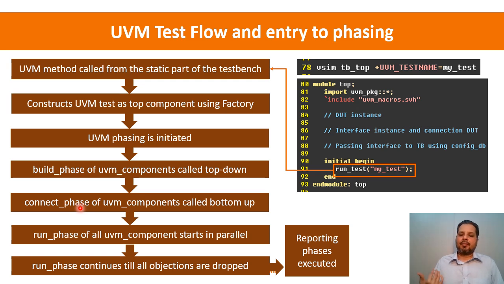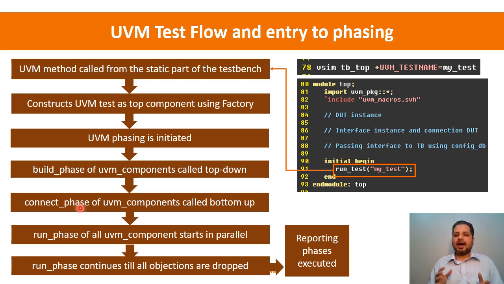But the connect happens bottom up. So from the leaf level, it will start off. If there is a connect phase in the driver, monitor, subscriber, then it will move up to the agent, and then it will move up to the environment, and then it will move up to the test. And once the test is done, there is nothing left. So that is the end of the connect phase.